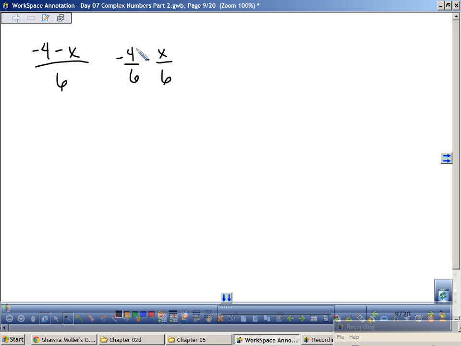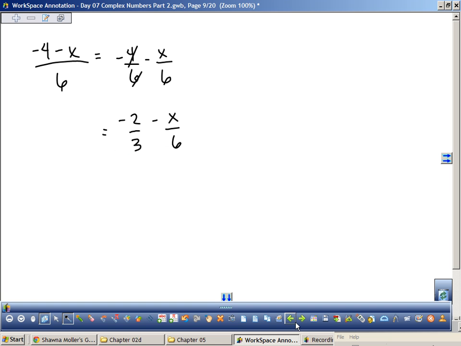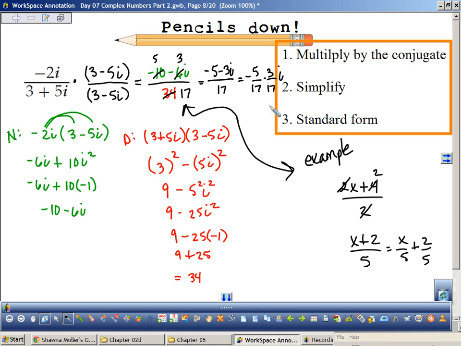This one would cancel and it would be negative 2/3. No. That would be perfectly simplified form if I was given this. That would be completely simplified. This, right here. You've got to break it down like that.